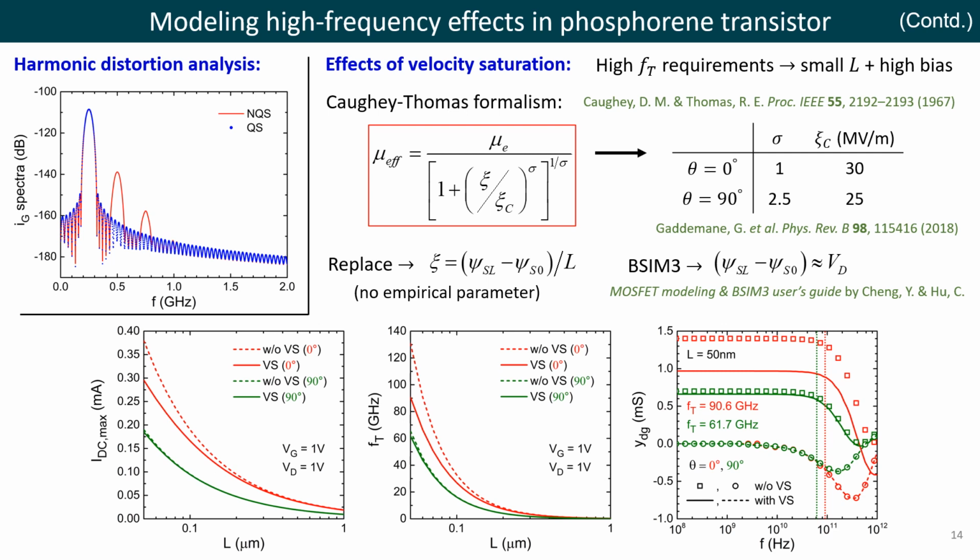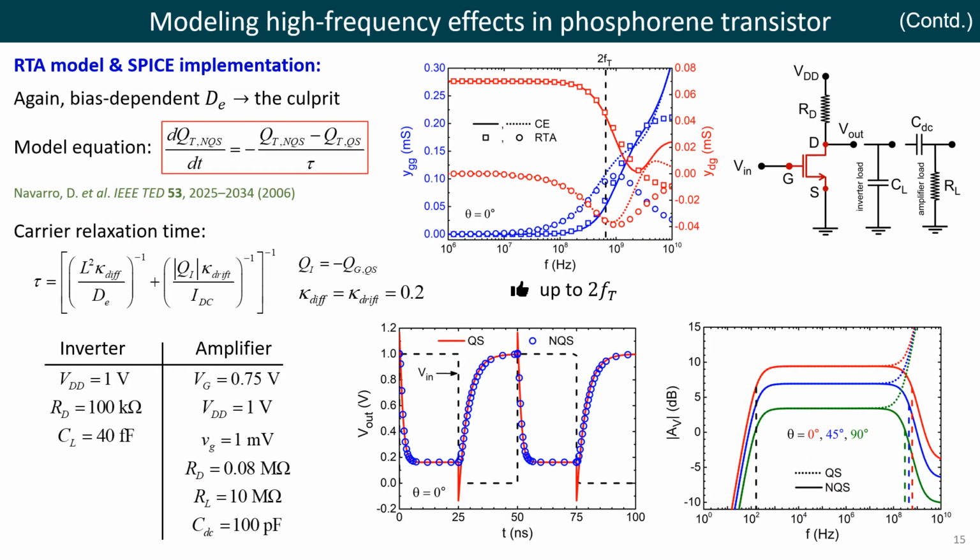The Y_DG profiles have also been plotted in presence of the velocity saturation. Here we can see that the real part of Y_DG, that is the transconductance, decreases due to the mobility degradation, while the imaginary part of Y_DG remains almost unaltered. The NQS model is implemented in SPICE using the relaxation time approximation technique, which as shown here is in good agreement with the continuity equation based model up to a frequency of 2fT.